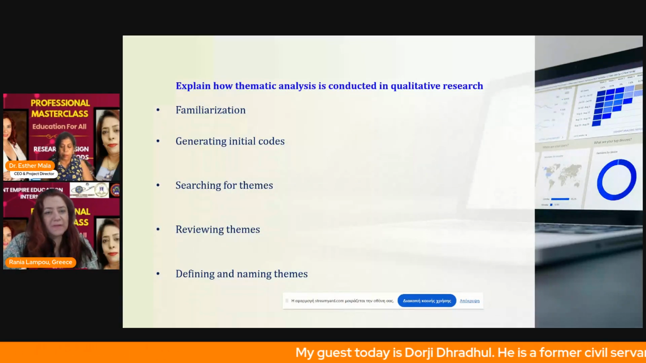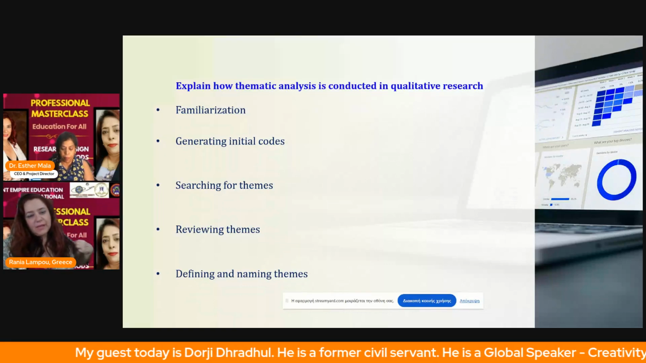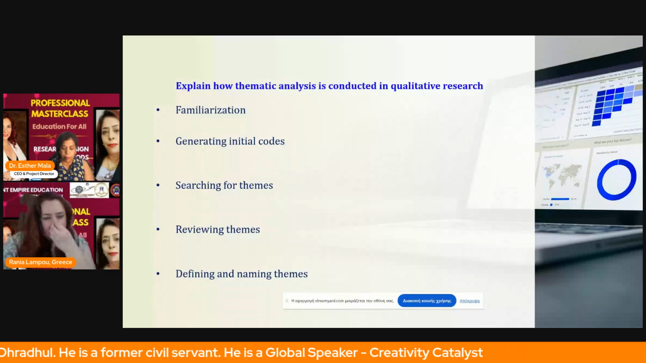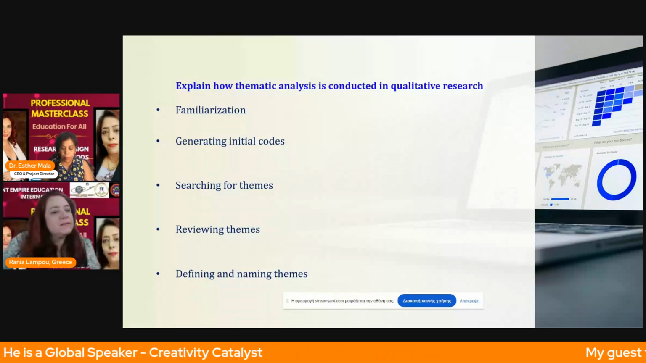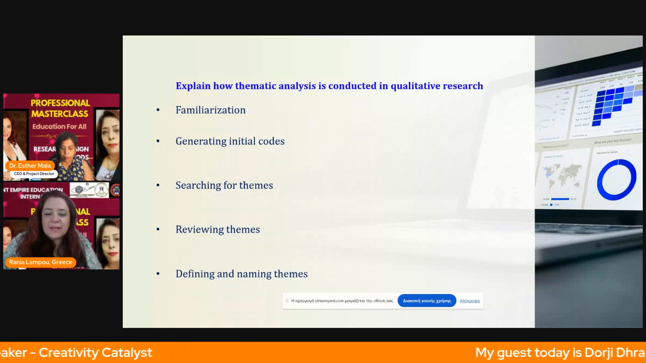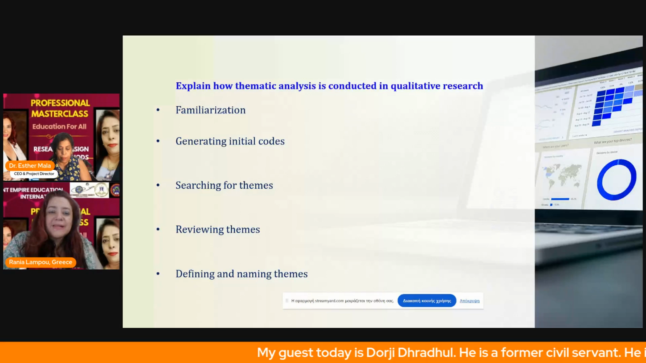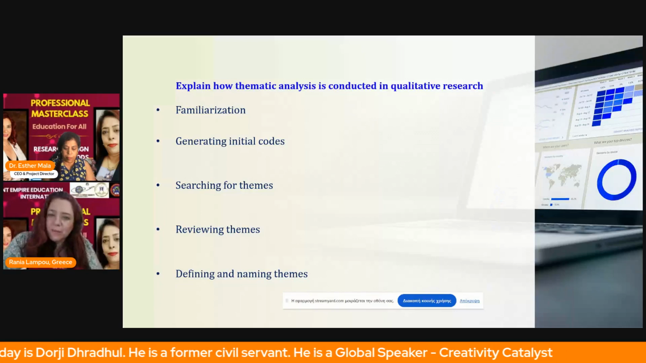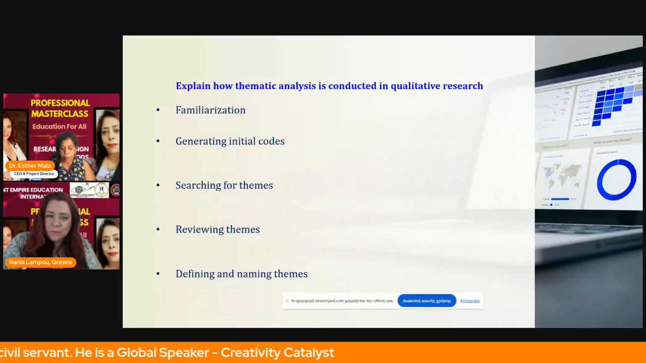Here is how thematic analysis is conducted in qualitative research. First, familiarization. The researcher immerses themselves in the data by reading and rereading transcripts, notes, or text to get a deep understanding. Then they generate initial codes. They systematically identify interesting features or patterns in the data and label them with codes. These codes are meaningful chunks that relate to the research question.